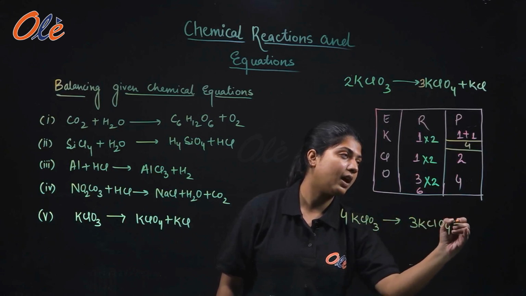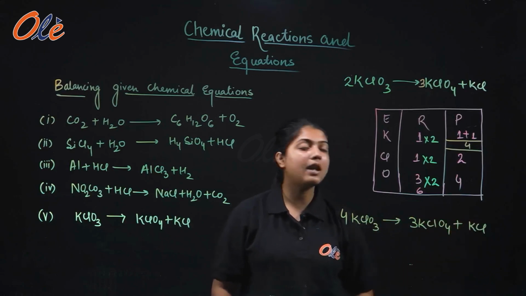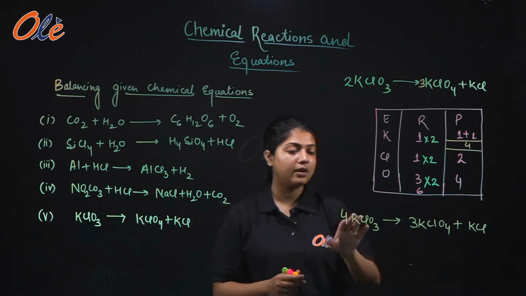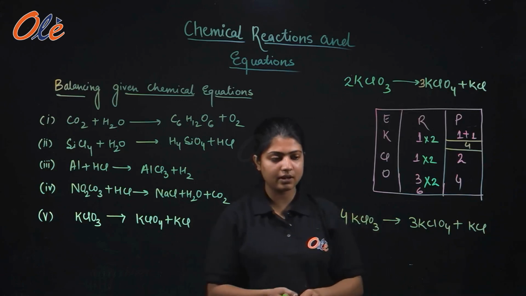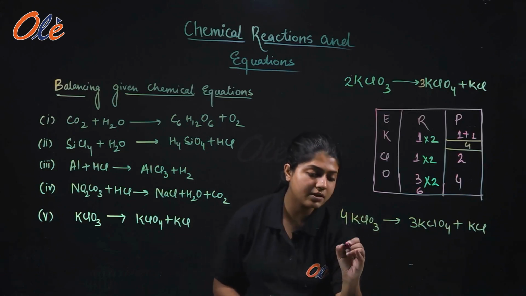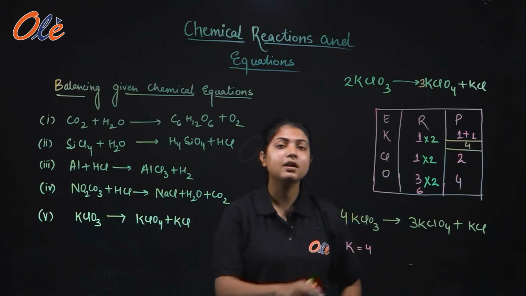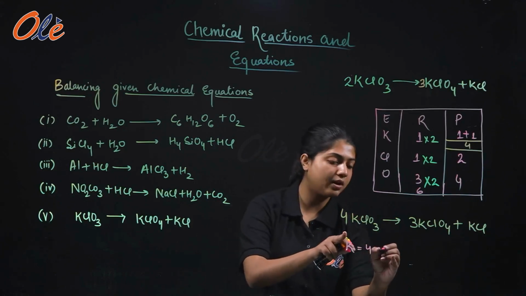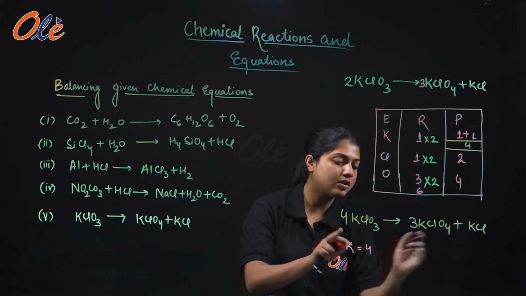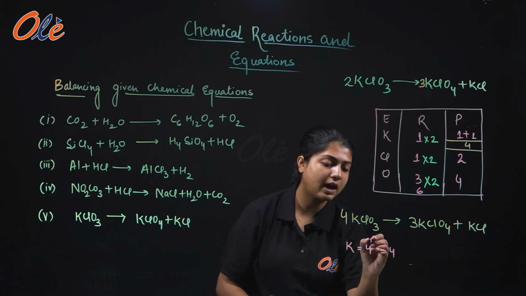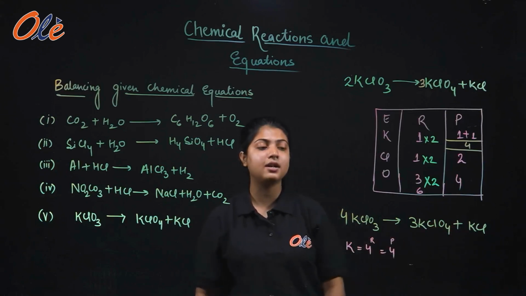KClO4 plus KCl. Now count the number of potassium atoms first. Okay, so the number of potassium atoms is 4 on the reactant side, and on the product side it is 3 plus 1, that is also 4. On the reactant side it is 4, on the product side it is 4.